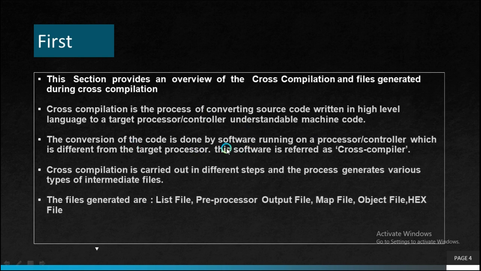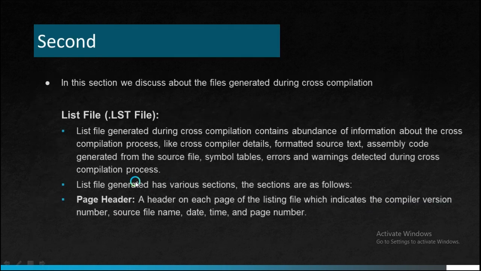Cross-compilation is carried out in different steps, and this process generates various types of intermediate files. The files generated are as follows: list file, preprocessor output file, map file, object file and hex file. Next we are going to deal with the files that have been generated.